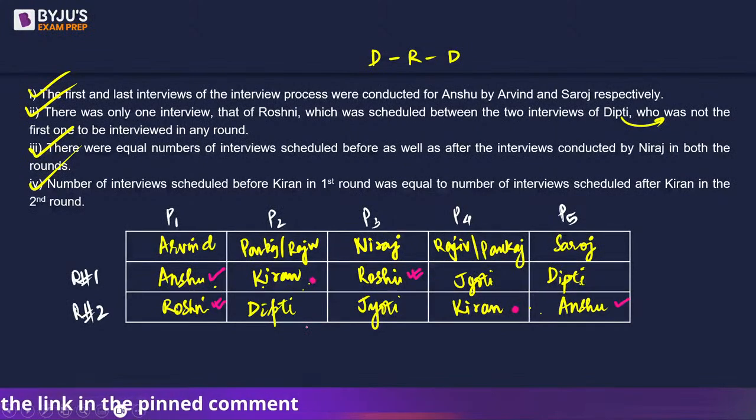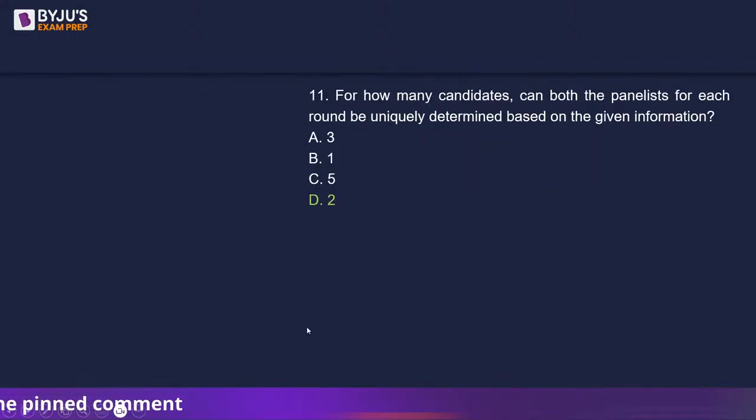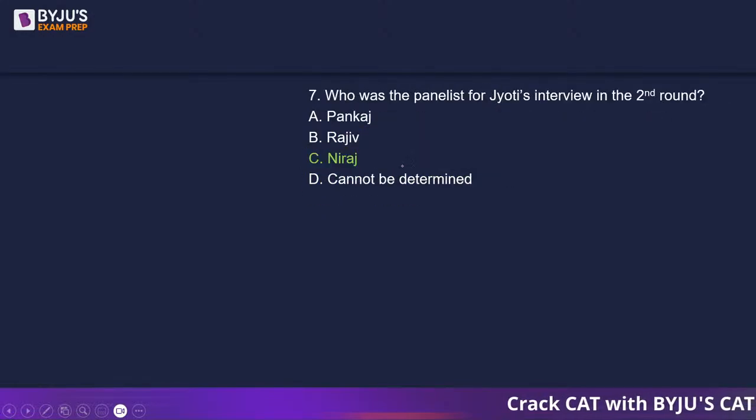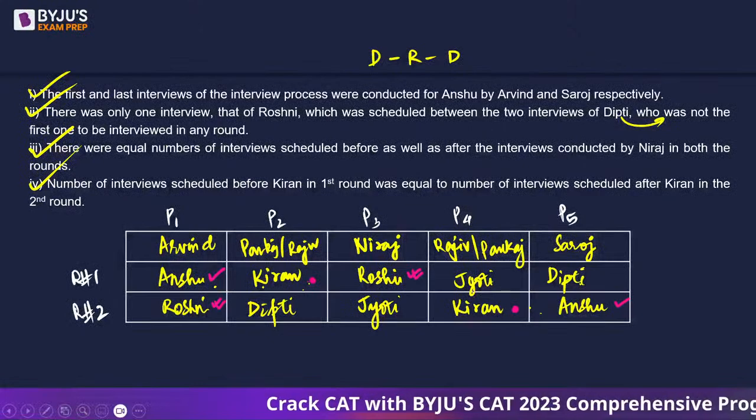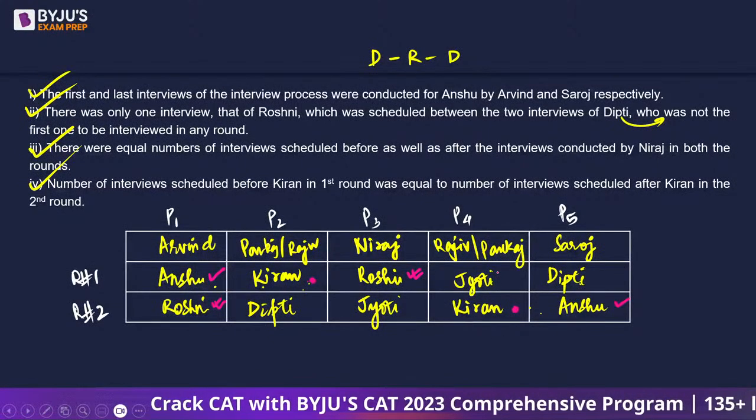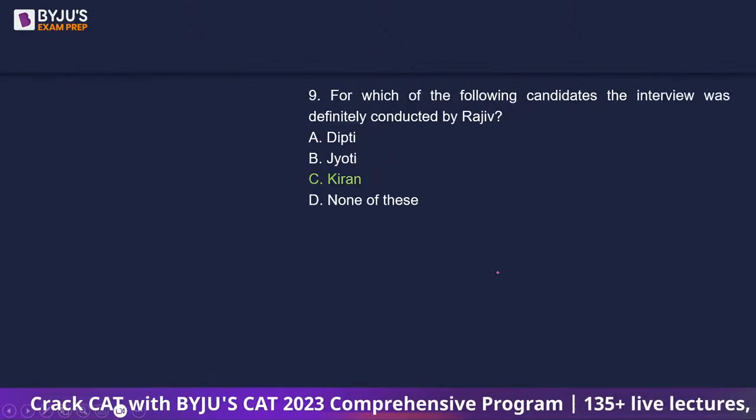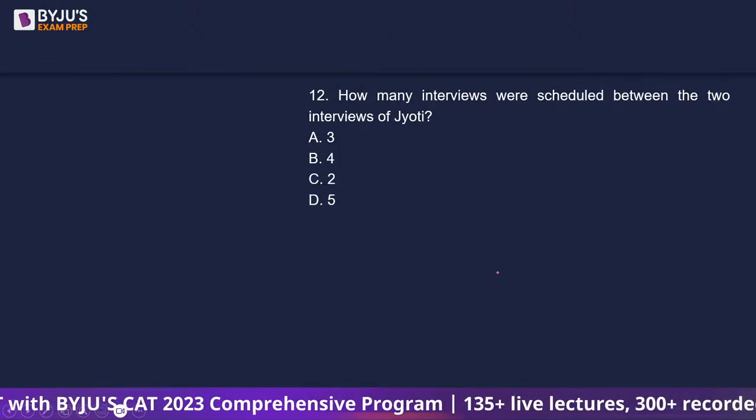So let's read the question once again. So the answer is going to be either 2 or 3. Can both the panelists for each round be uniquely determined? So दो ही लोग हुए ना? Only 2 people. Because for Kiran each round we don't know. We only know for Anshu and Roshni. ठीक है? So 2 is the answer.